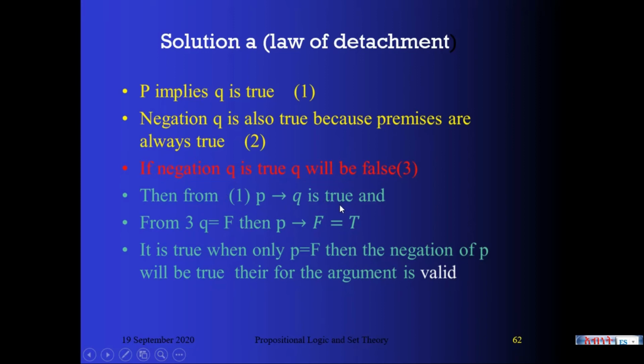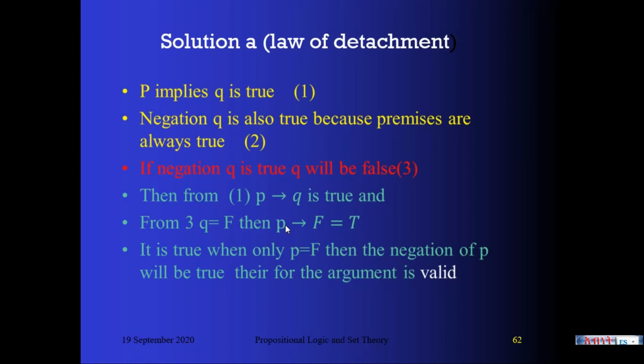Then from 1 we have P implies Q is true. Don't forget. And from 3, Q is false. So P implies false is true. Now we have to recall the truth table of implication. When we get a truth value, for example, let us take P is true. True implies false is false. So P can't be true. So false implies false is true. Bingo. P is false.